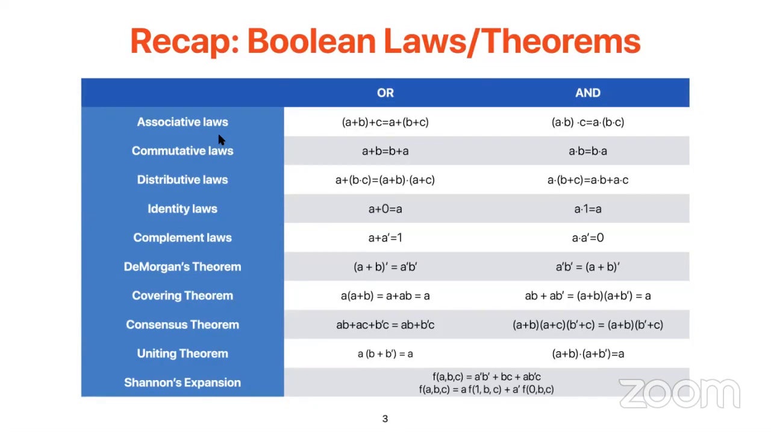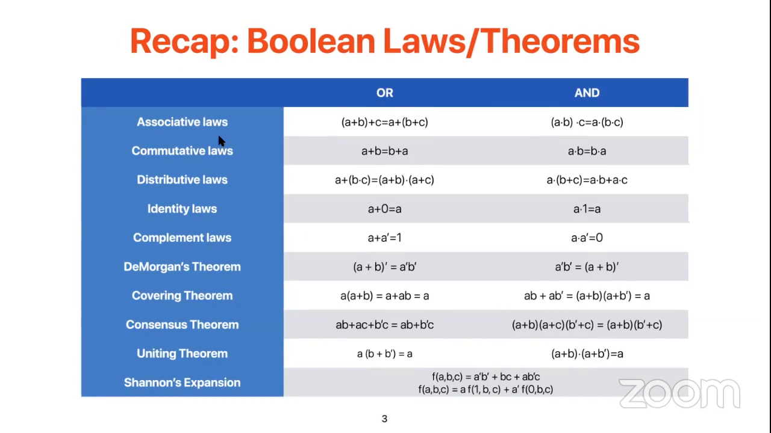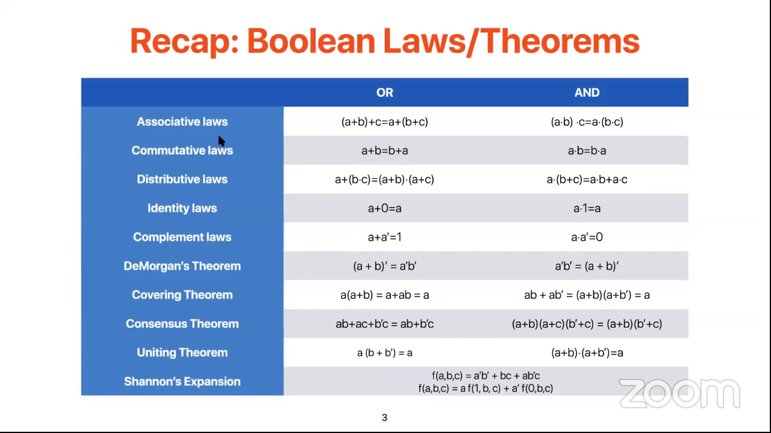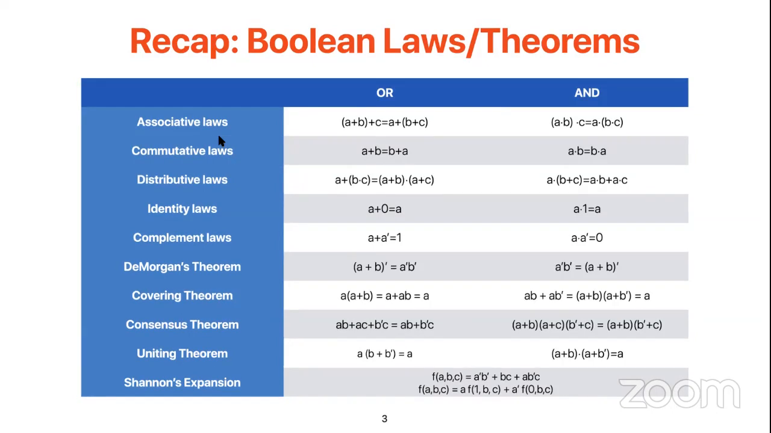So to simplify your Boolean expression, there are a few ways that we can do it. For example, the fundamental approach is that you apply the laws in this table, like associative laws, distributive laws, identity laws, commutative laws, De Morgan's law, consensus theorem, uniting theorem. And you can exhaustively search all these laws to see if your Boolean expression is optimized or not. However, it's such an exhaustive process that it would discourage anyone from doing digital design, right?